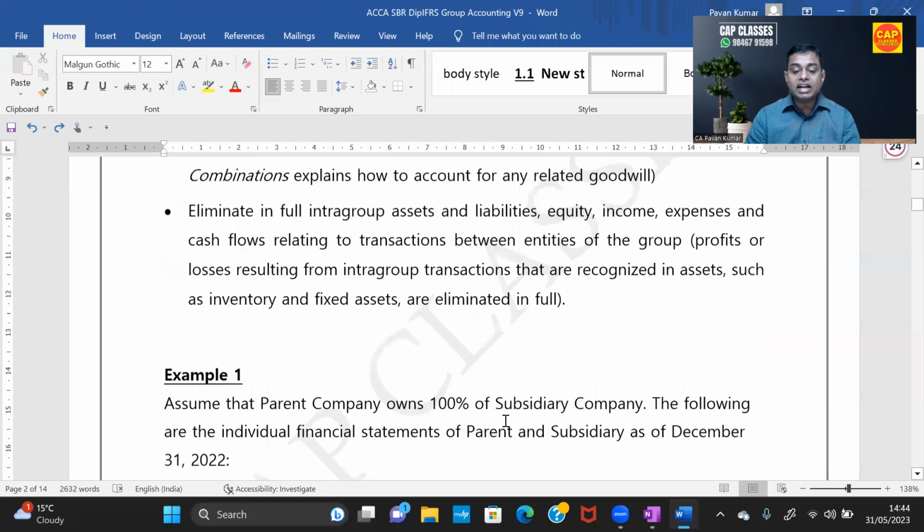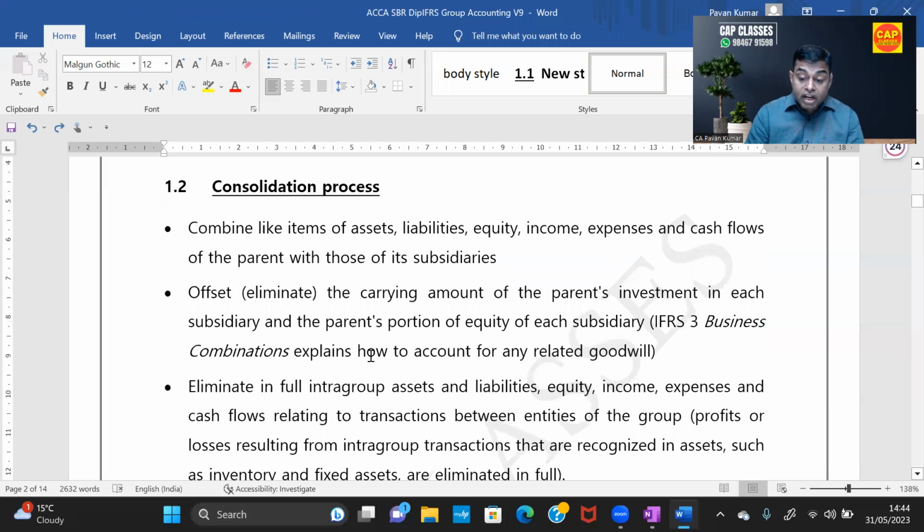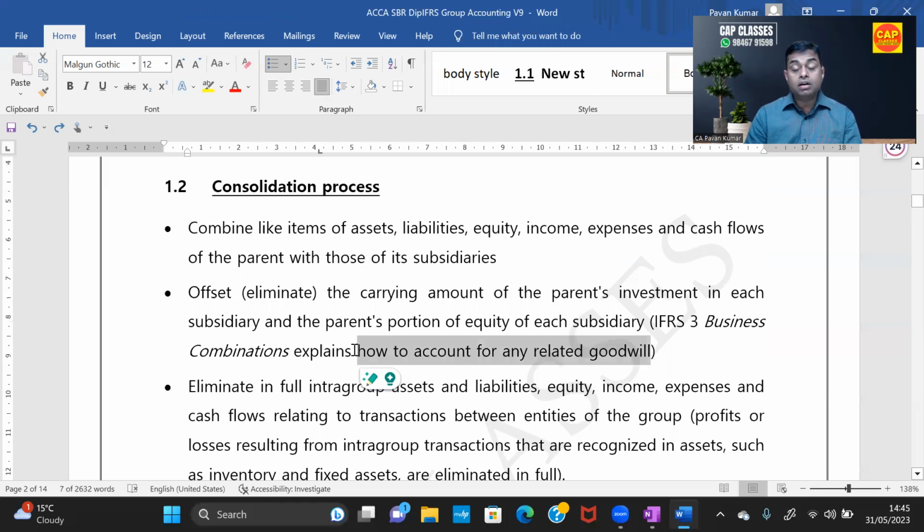That is what they said here in theory. If there is any goodwill, that means if the carrying amount of the investment in the parent company's books is not matching with the equity of the subsidiary company, there may be a goodwill or bargain purchase. Then how to account for the same, IFRS 3 will tell you. That's all.